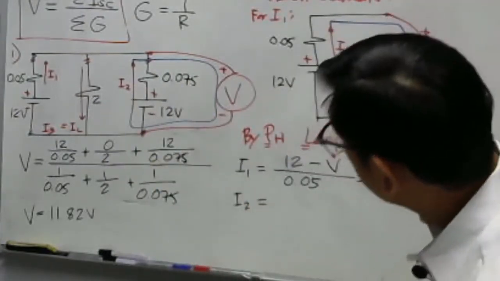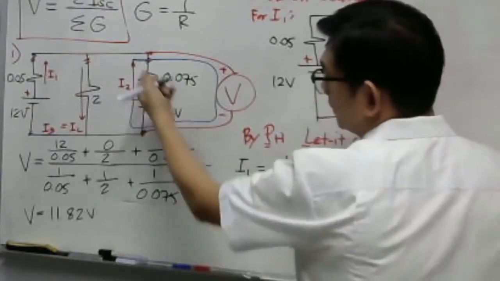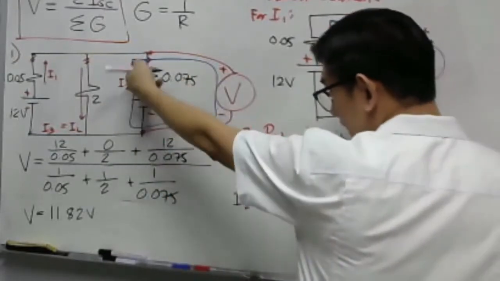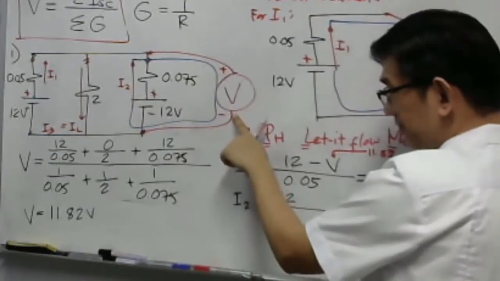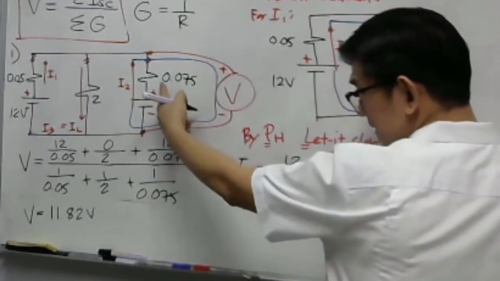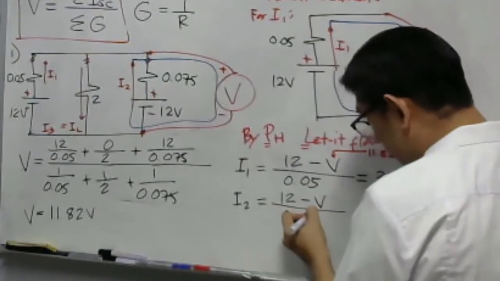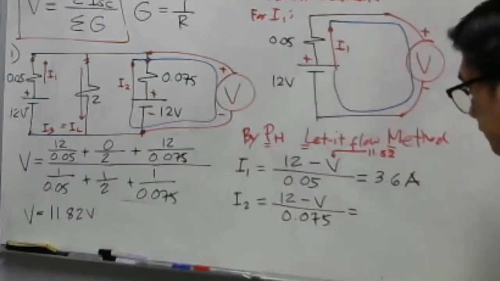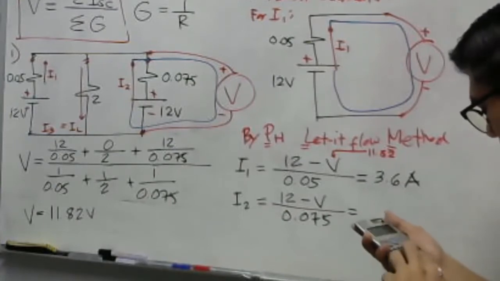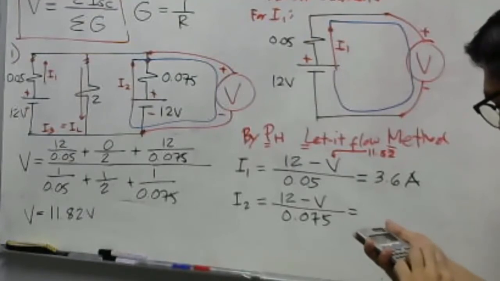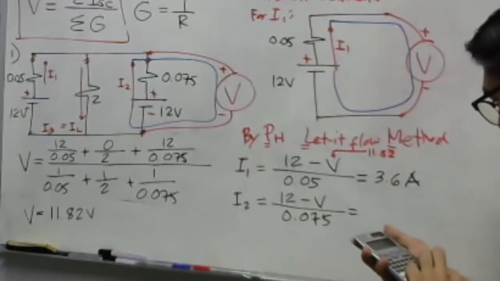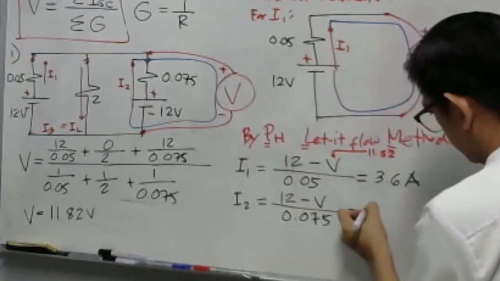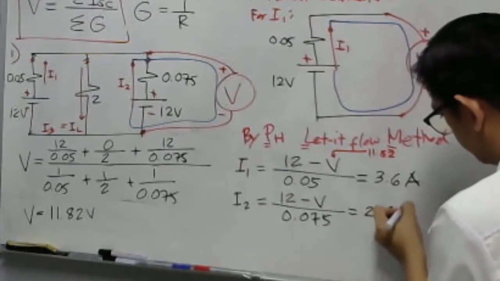So our I sub 2, guys, it will be what now? As you see here, it leaves on the positive terminal of the 12 volts, that's why it is 12. It leaves on the negative terminal of the voltmeter, so that is minus V. Resistance path is 0.075. What will be our answer here? 12 minus 11.82 divided by 0.075 equals 2.4 amperes. There you are.